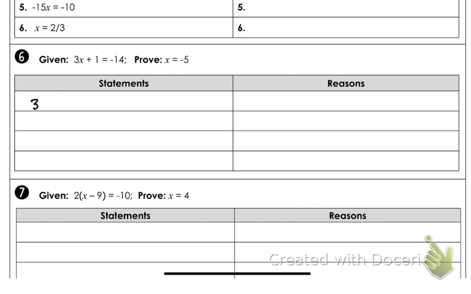So we'll do 3x plus 1 equals negative 14. I'll put a 1 by that because that's my first step. And I'll put a 1 by this one and put it's my given.